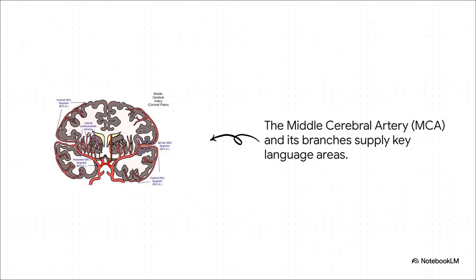And this slide right here shows you exactly why a stroke in the MCA is so devastating for language. You can see how the middle cerebral artery and all its branches are the primary blood supply for almost all the key language areas we've been talking about. You can see its segments, M1 through M4, and its branches are responsible for feeding Broca's area, Wernicke's area, and the whole region around them.